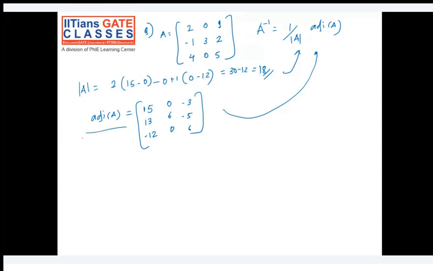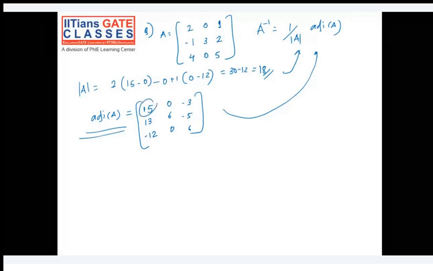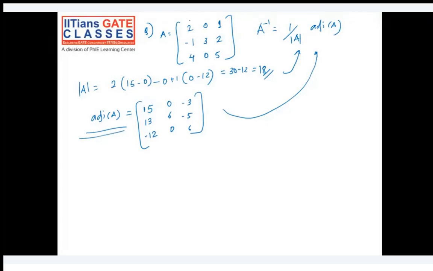Let's call this A1, A2. What is the cofactor of A2? Cofactor of A2 is -1 raised to the power 1 plus 2 into, excluding this row and column, -5 minus 8. So it is -13 multiplied by -1, which is 13. And after taking transpose, it will come to this position. So this is how you have to calculate each and every cofactor and put into this formula. Is it clear?